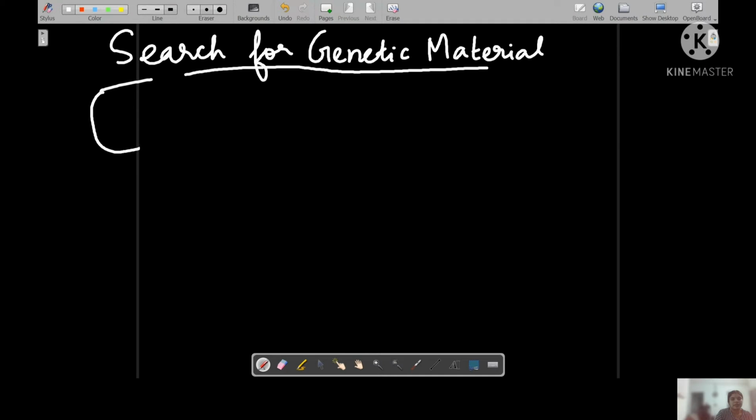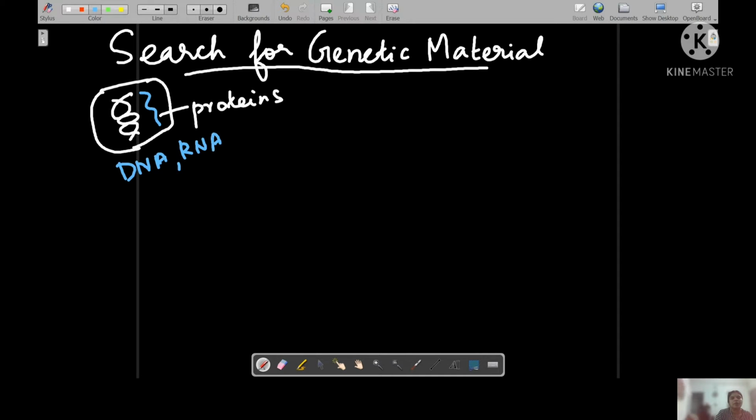So if you take a look in one cell, there will be proteins, there will be DNA, there can be RNA too. So which of these DNA, RNA, proteins will become genetic material was in question. So they started to search what is the genetic material.